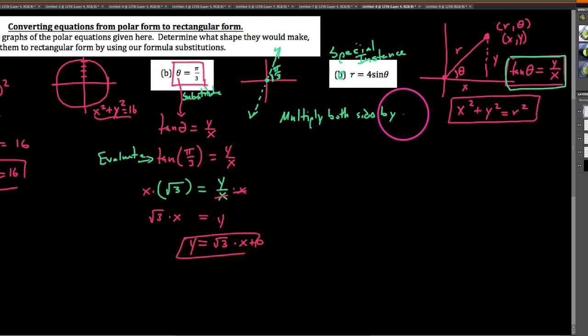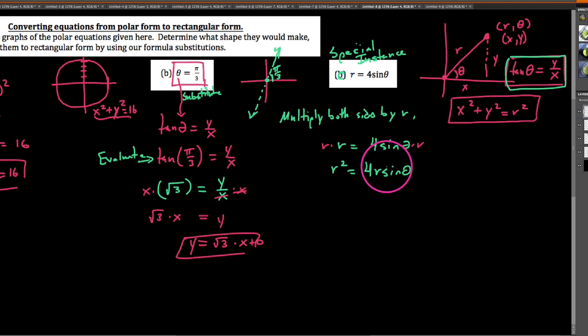Now what I want you to see is that you still get an r squared on the left. So if we do this here, we have 4 sine theta on the right. Let's take both the right side and the left side times r. So I'm going to take this times an r, take this times an r, and do a little bit of rewriting here, but I'm going to call this 4r sine of theta.